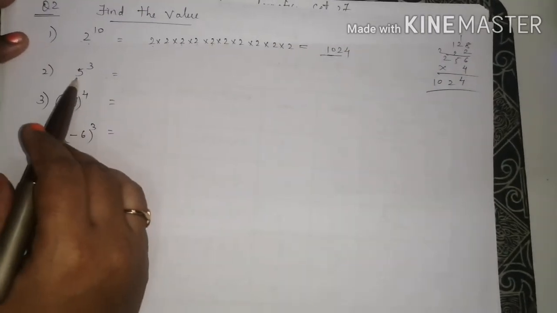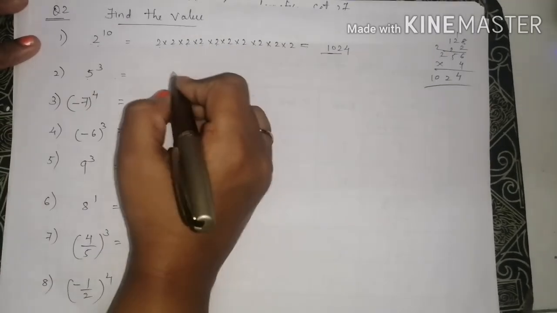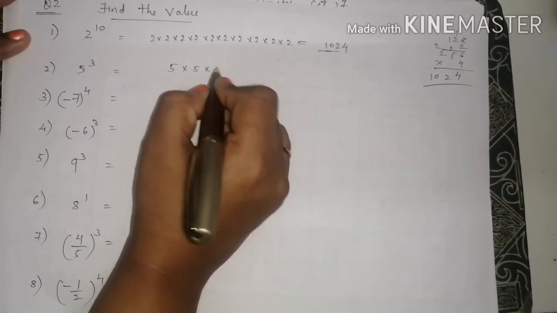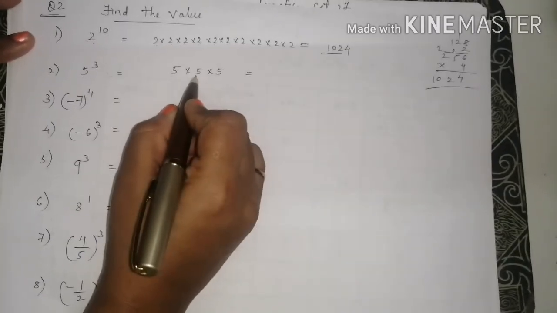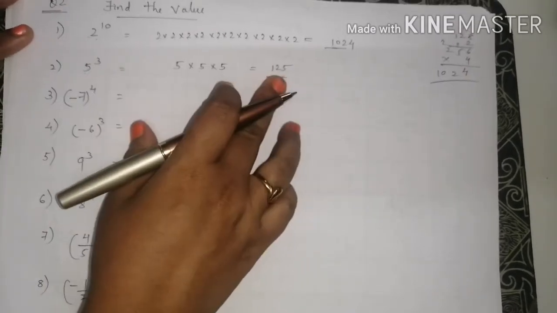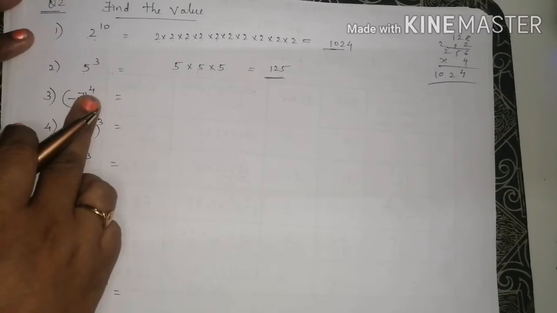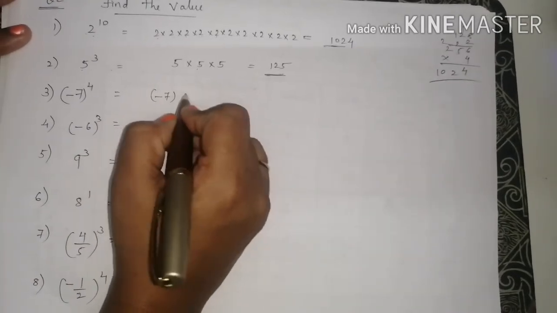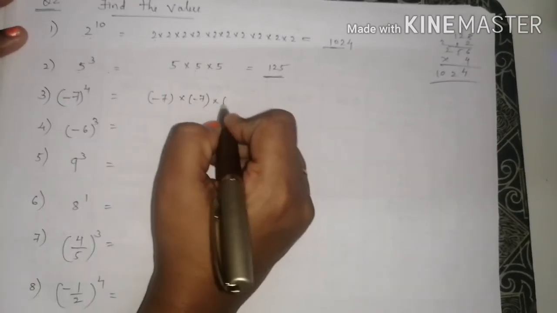Next one, 5 raised to 3. So how many times will you multiply 5? 3 times. So 5 into 5 into 5. 5 5s are 25, 25 5s are 125. So the value you got is 125. The third one, minus 7 raised to 4. So how many times will you multiply minus 7? 4 times.